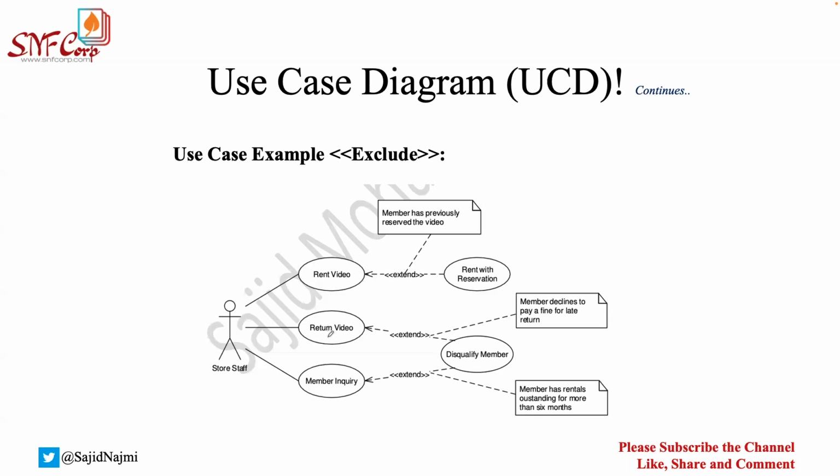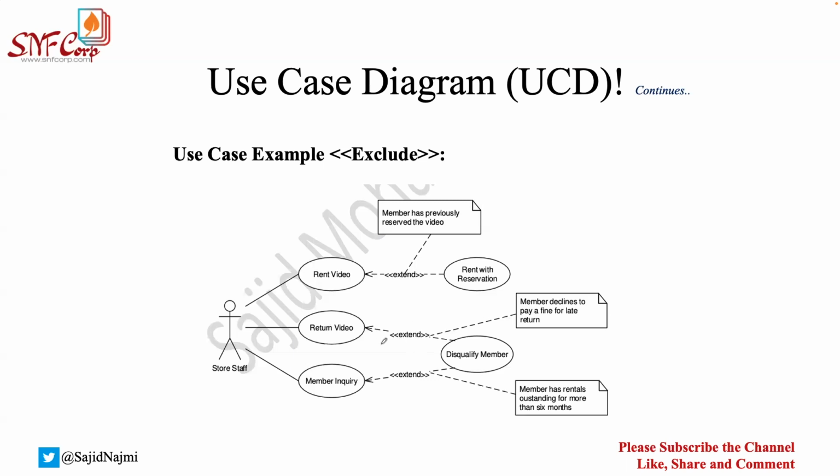The second use case we have is return a video. While returning, if this person wants, this can disqualify the member as well. Okay, you have given us back the video. I am taking it, closing that return, but while closing, I'm also disqualifying you as one of the existing members. The reason could be anything. Why is this member being disqualified? Probably the member declines to pay a fine or late return fee, whatever. So, okay, I can disqualify you. Or probably this member has rental dues for more than 6 months. So as per the company policies, you have to be disqualified.